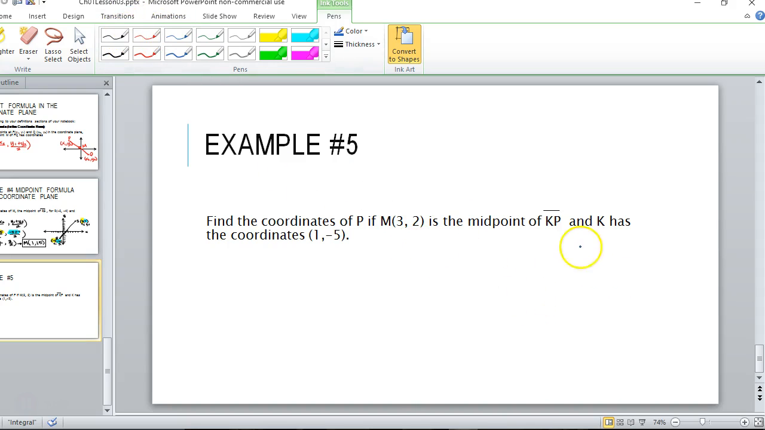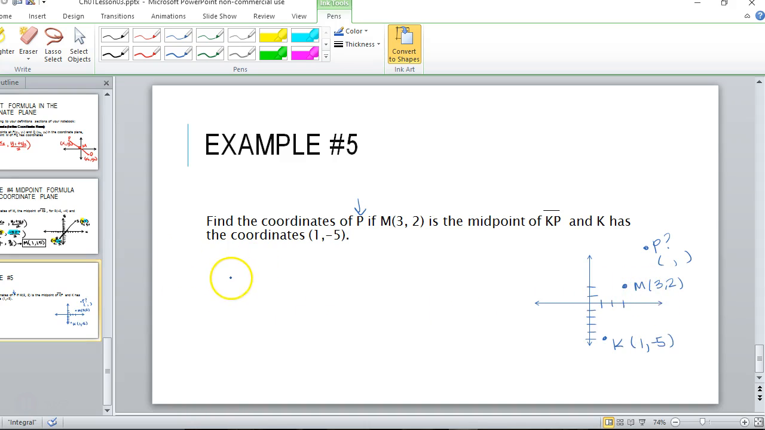All right, now that you're back, let's go ahead and draw a picture of what's going on here. All right, so we're looking for the coordinates of P. We know that the midpoint is (3, 2), and K has the coordinates of (1, -5). All right, so M is in the middle of the two, which puts P somewhere over here. But we don't know the coordinates for P. We know the coordinates for K, and we know the coordinates for the midpoint.